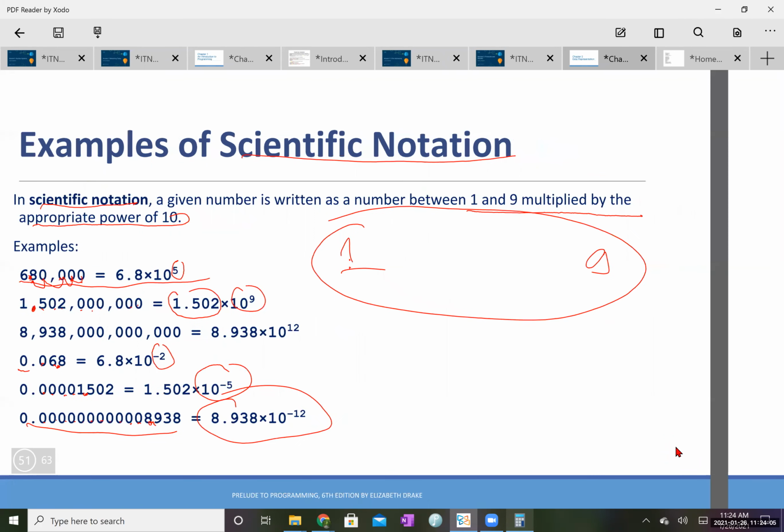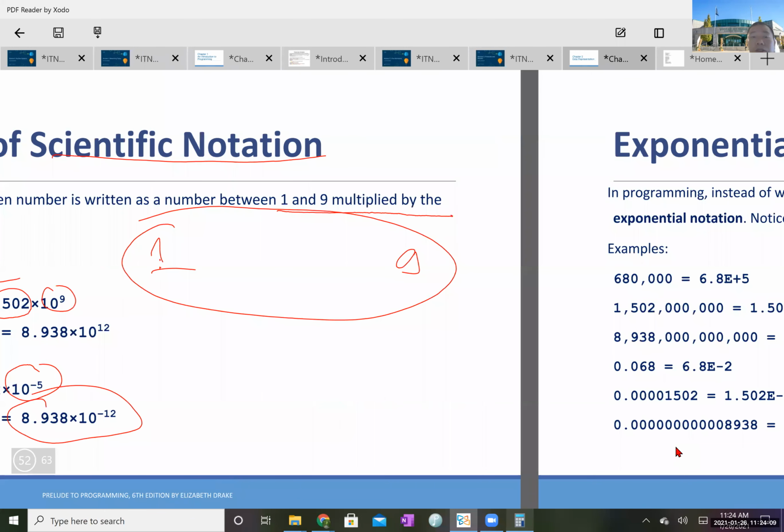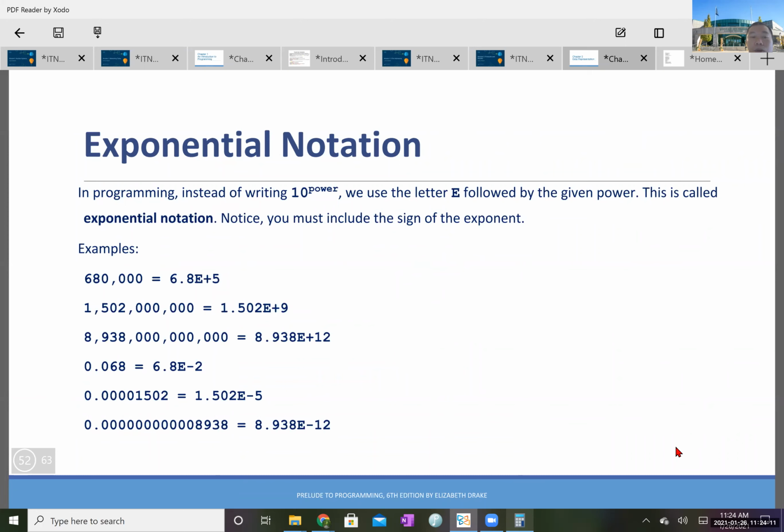Okay, so this is scientific notation. The other one is exponential notation. In exponential notation, you do quite the same, but instead of writing the 10 power, you can use the letter E. And again, when you move to the left, use a positive exponent, and when you move to the right, use a negative exponent.